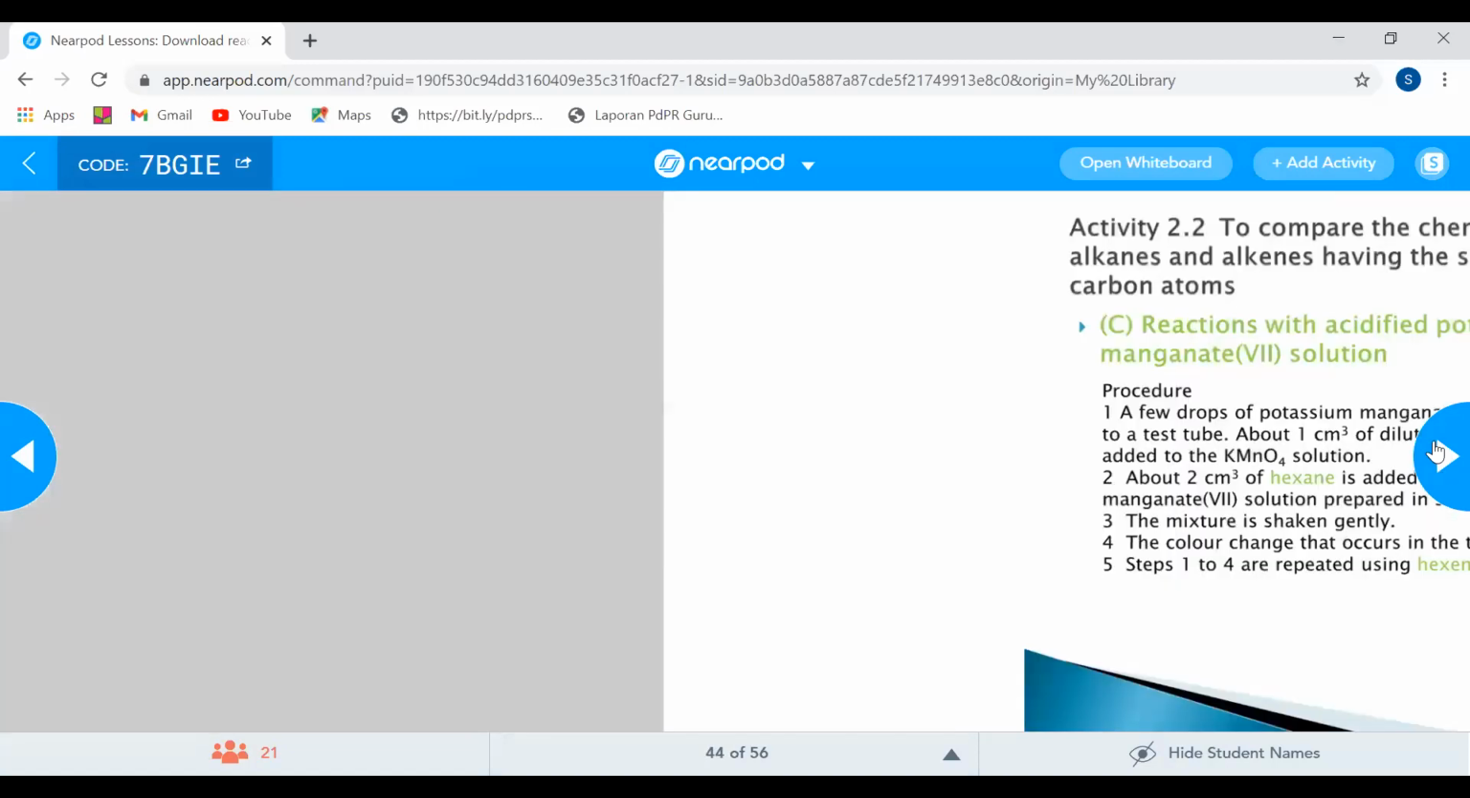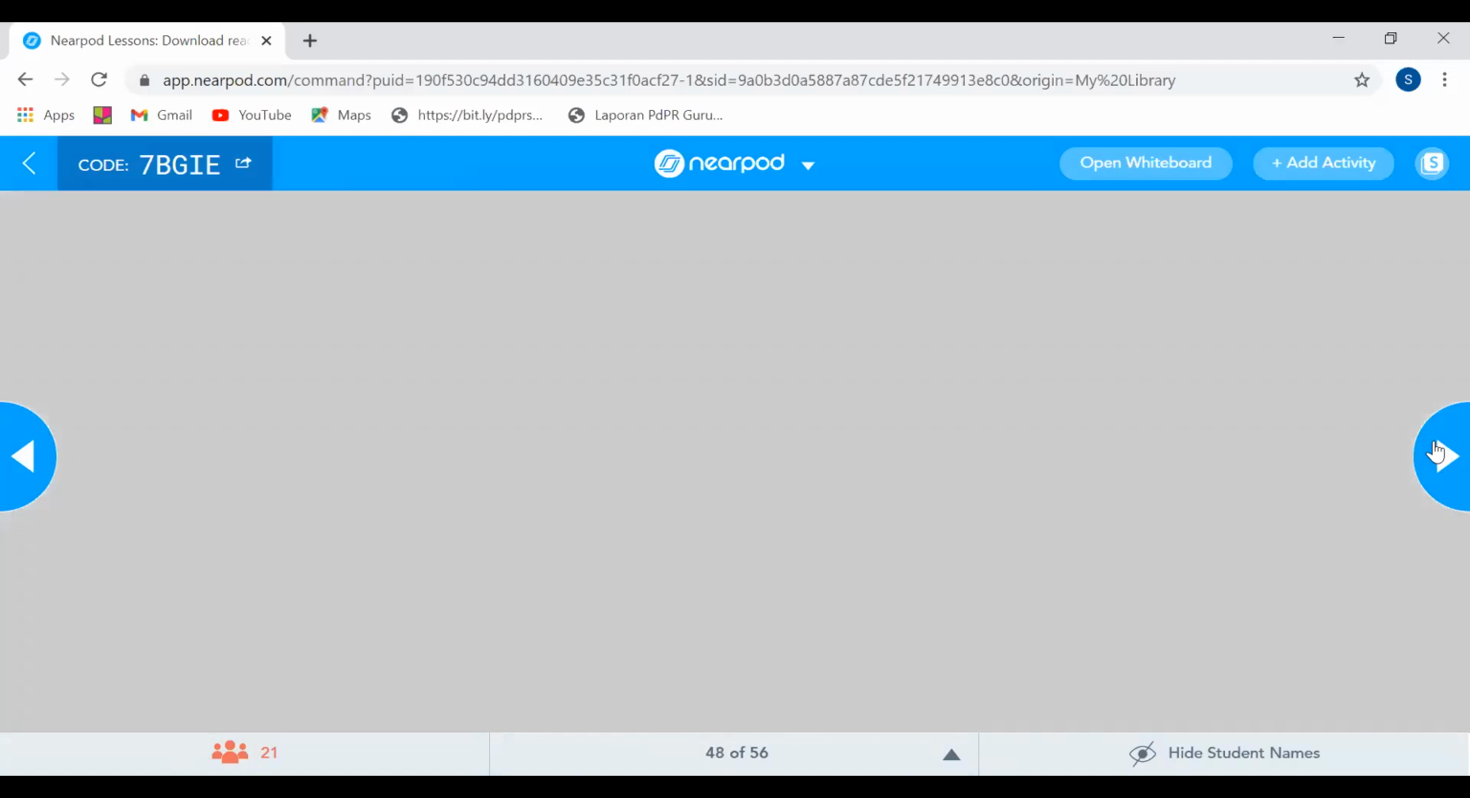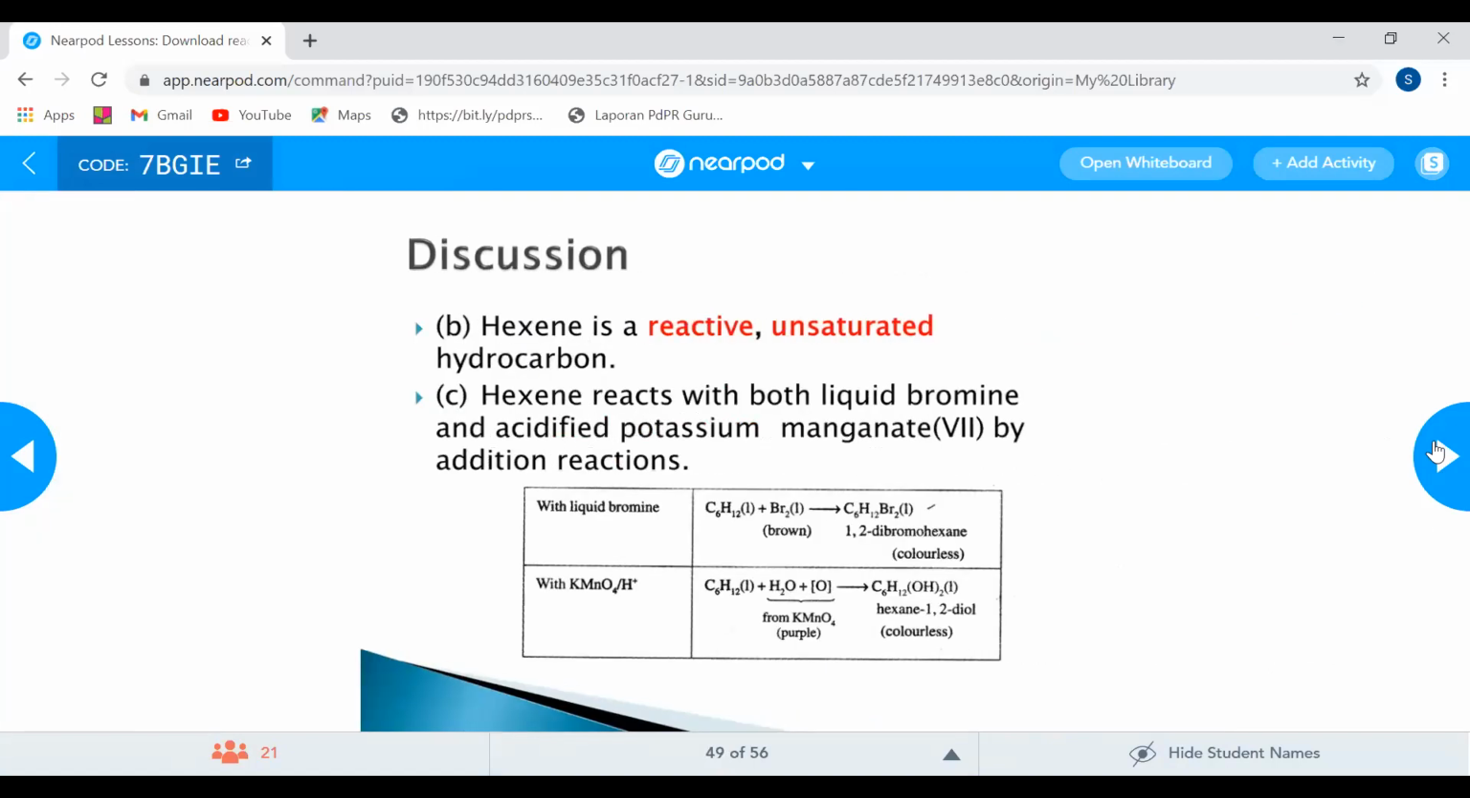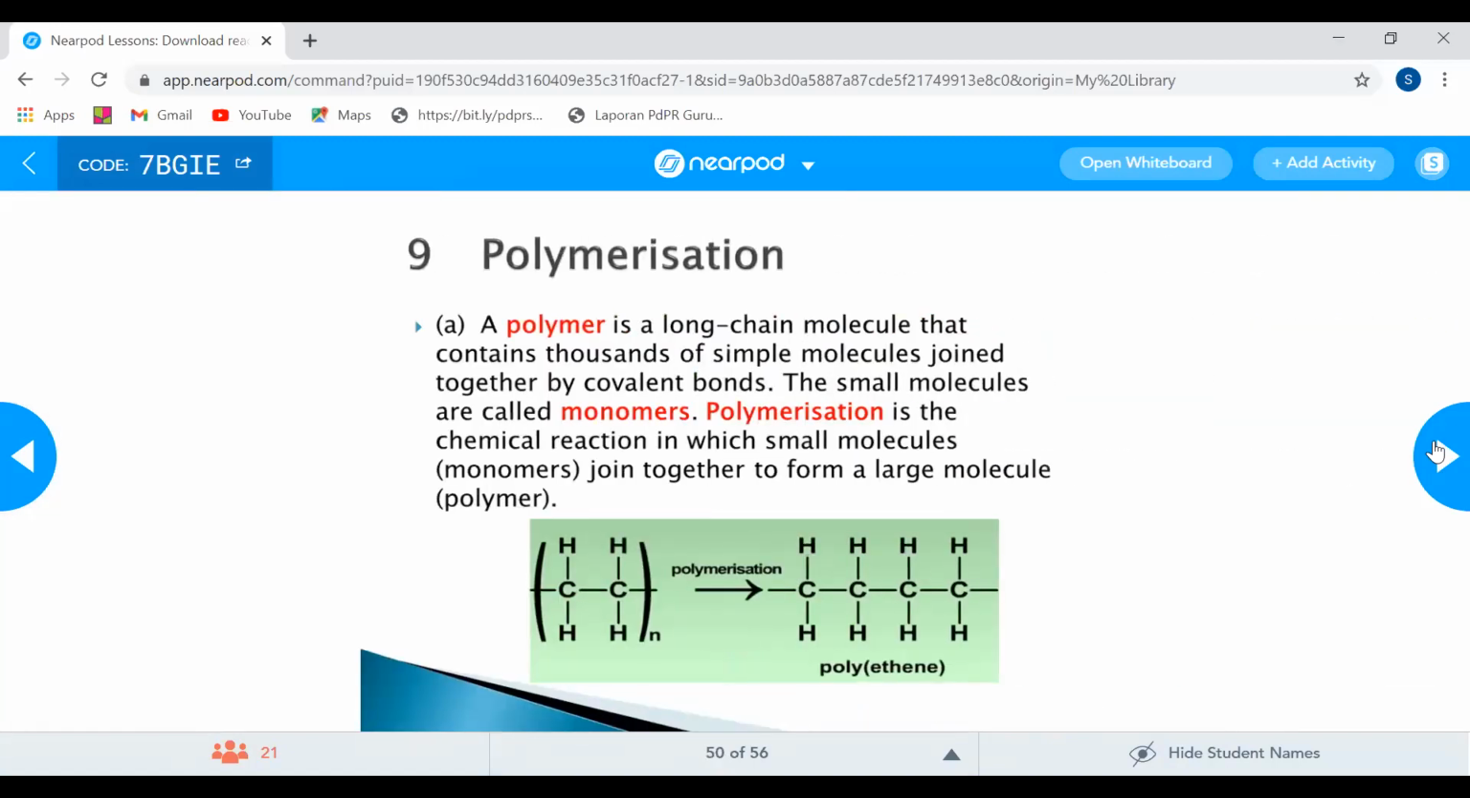I'm going to go to my last P. Okay, my last P is polymerization. Have you heard of polymerization before? Pollination, yeah. Polymerization, yeah.